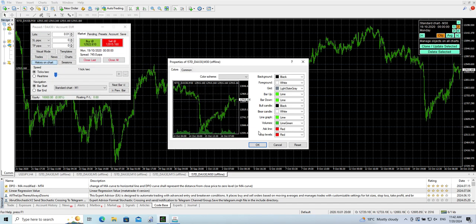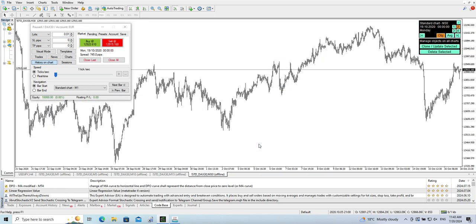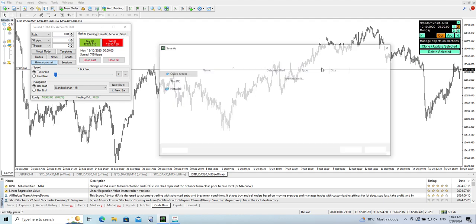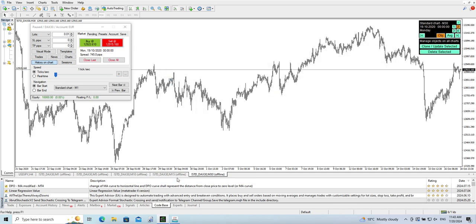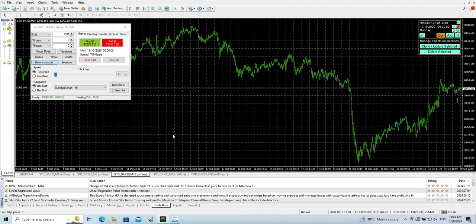One thing I need to do though is change the color scheme. We'll go black on white. We'll take the volume off, keep stop levels, bar up and down, and we're not having any grid. Okay. I'll need to save that template. Save template. We'll just go blank, so I can add the template blank onto all these as well.